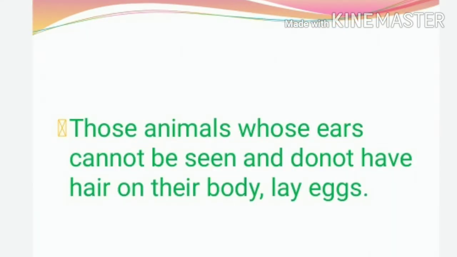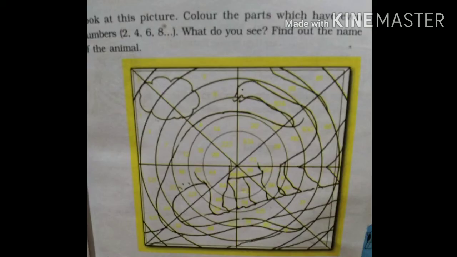And in the green box we have written hen, crow, sparrow, peacock, pigeon, duck. These are the animals whose ears cannot be seen and they have feathers on their body. They don't have hair on their body. So what do we learn from this? That those animals whose ears cannot be seen and do not have hair on their body, they lay eggs.